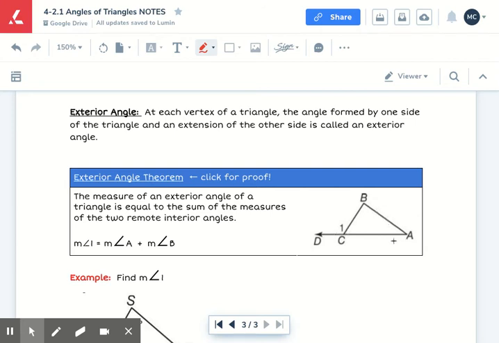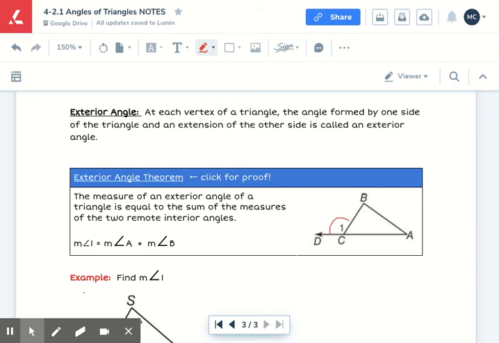So I've got my triangle here. One side was extended, so the angle that's formed between the extended side and the side of the triangle there, that's your exterior angle. So this theorem, again, there's a proof of this one as well that's kind of cool to look at, and it's linked here. So if you wanted to watch that later, you can.